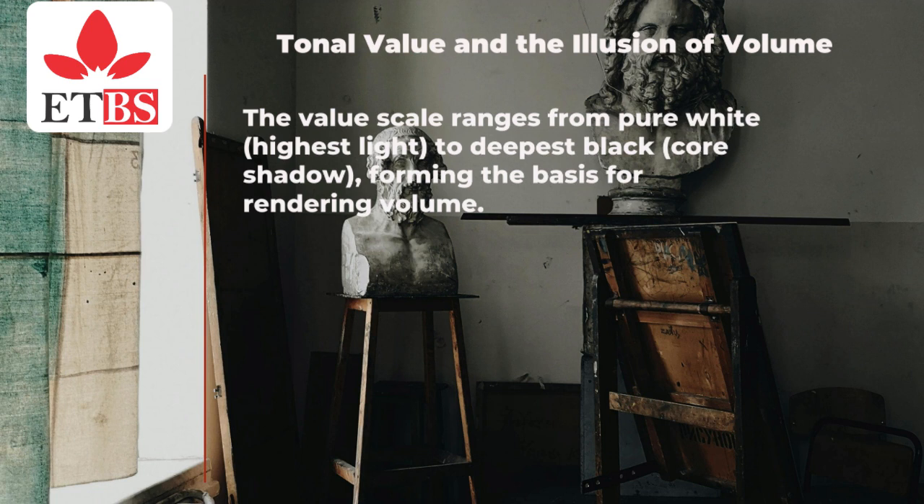Cast shadow: shadow that object casts on another surface. Terminator edge: the line between light and shadow on curved surfaces. Gradation techniques: hatching, cross-hatching, stippling, and smooth shading with graphite, charcoal, or digital tools.